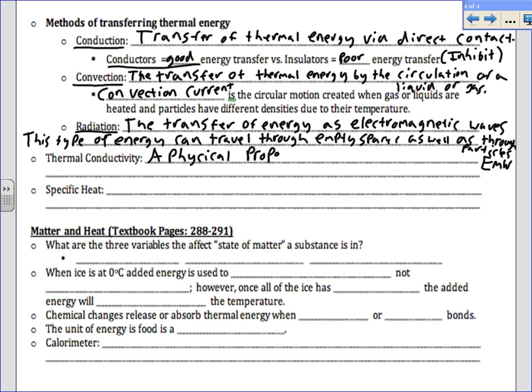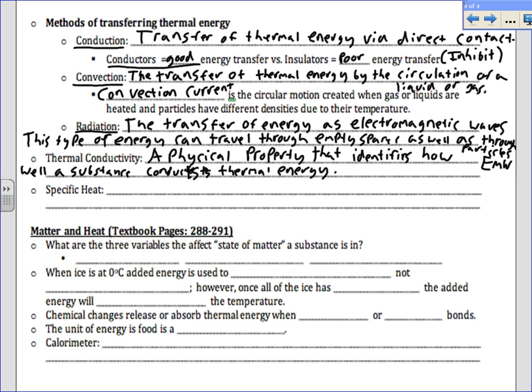property that identifies how well a substance conducts thermal energy. Okay? So that's what thermal conductivity is looking for.